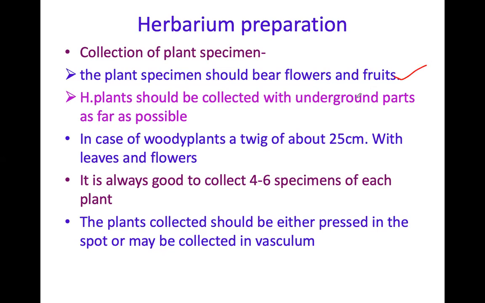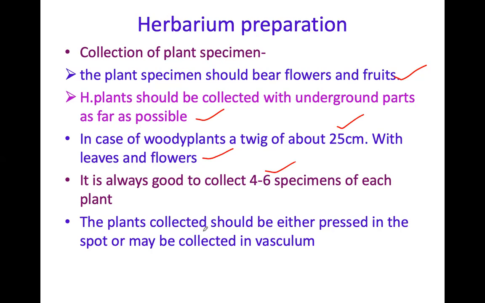Herbarium plants should be collected with underground parts as far as possible. In case of woody plants, a twig of about 25 centimeters with leaves and flowers. Then it is always good to collect 4 to 6 specimens of each plant. The plants collected should be either pressed on the spot or collected in the vasculum. Okay, so these are the major points of herbarium preparation in the collection of plant specimens.